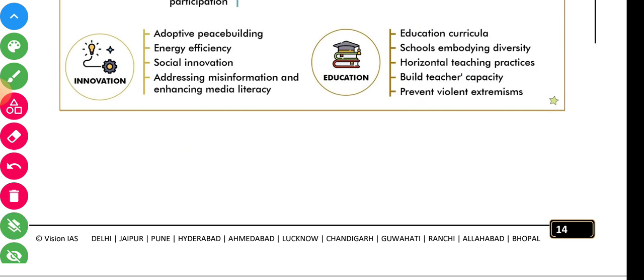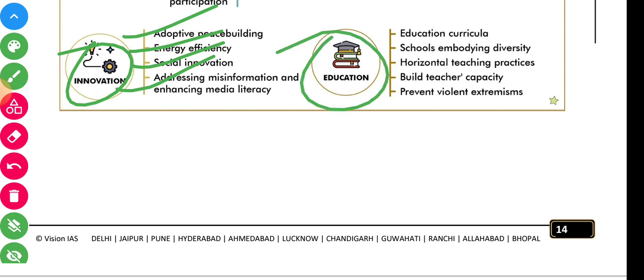Next, innovation. Under innovation: adaptive peace, peacebuilding, energy efficiency, social innovation, addressing misinformation and enhancing media literacy. Under education: education curricula, schools embodying diversity, horizontal teaching practices, building teachers' capacity, preventing violent extremism.